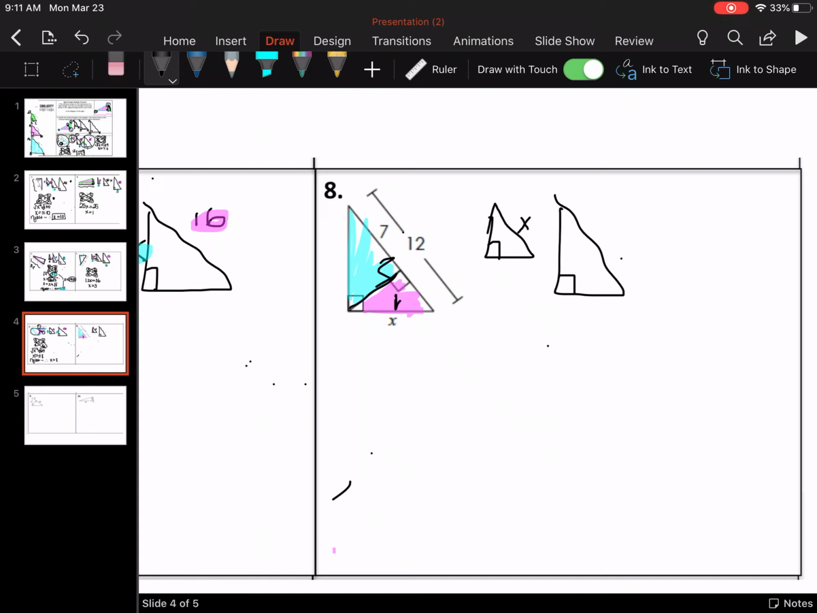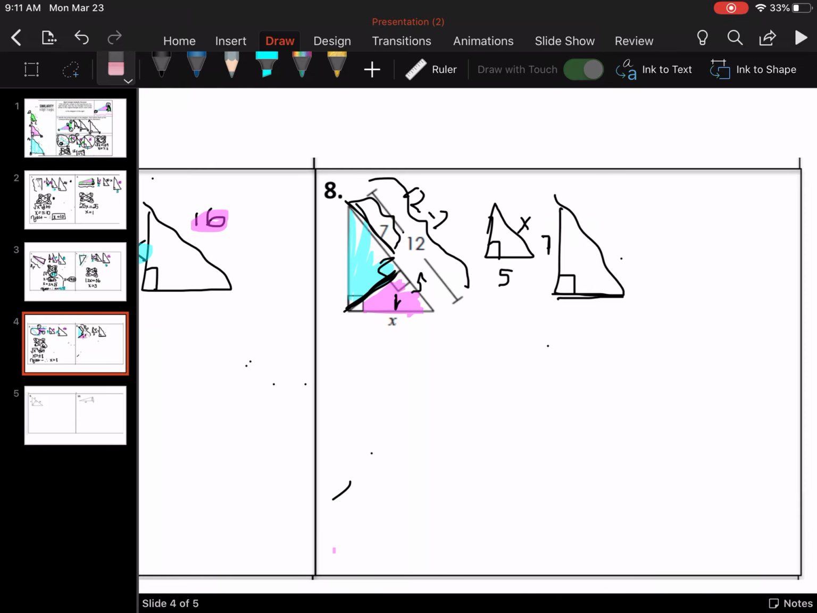Okay, so the shortest side is down here, so we don't know that. But we know that this height here is 7. Oh, actually, we do know something about the little pink triangle. Because if we know this whole thing is 12 and this piece is 7, 12 minus 7 will give us 5. So we know that the bottom here is going to be 5 of the pink, in case we need that.